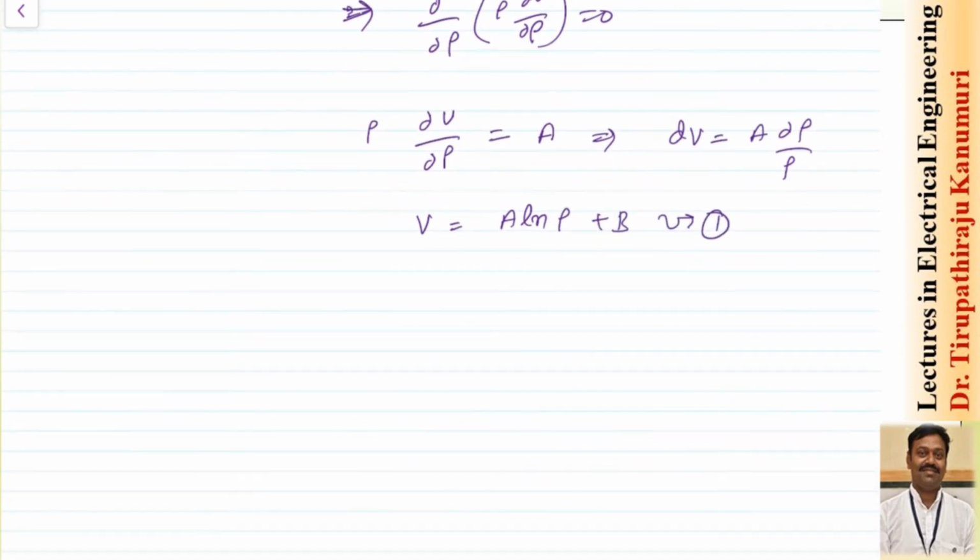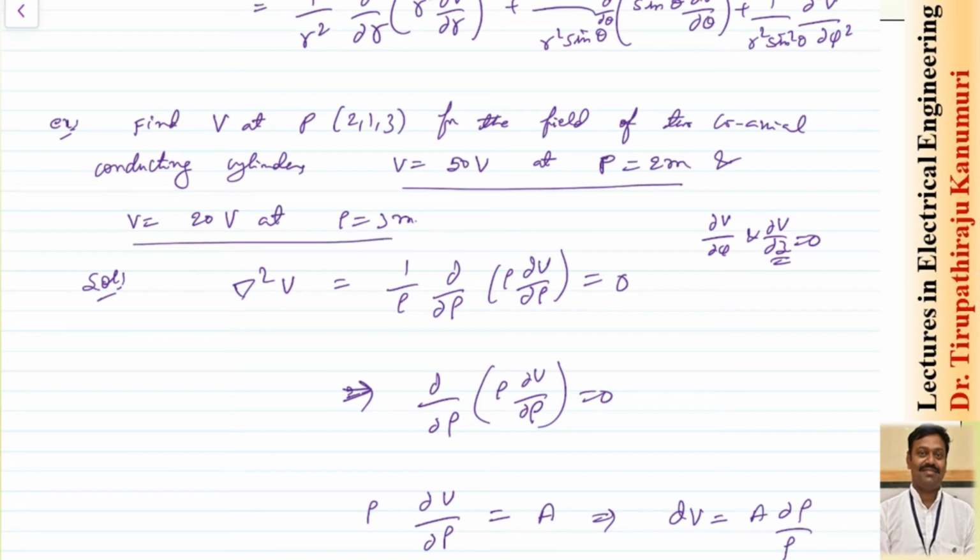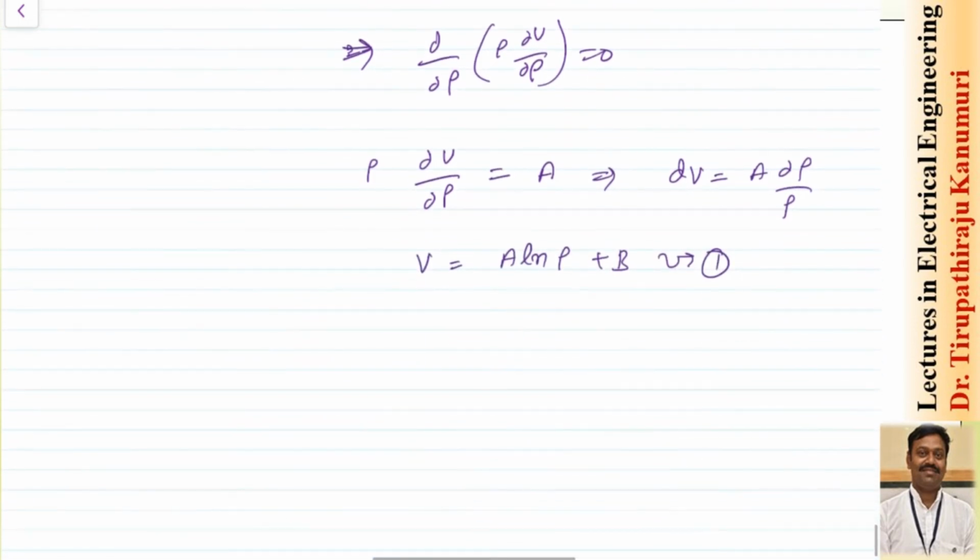So let us substitute the boundary conditions. It is given that V is equal to 50 at rho equal to 2 meters, and the second one is V is equal to 20 at rho equal to 3 meters. Substituting the first boundary condition, 50 is equal to A into ln of 2 plus B. Let us take it as equation number 2. The second boundary condition gives 20 is equal to A into ln of 3 plus B. This is equation number 3.